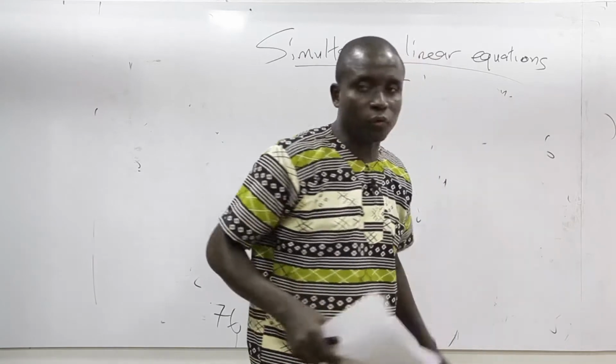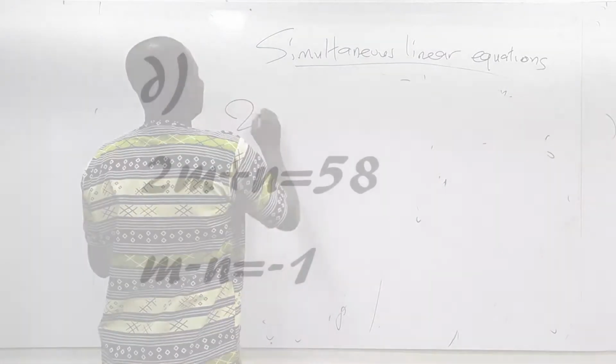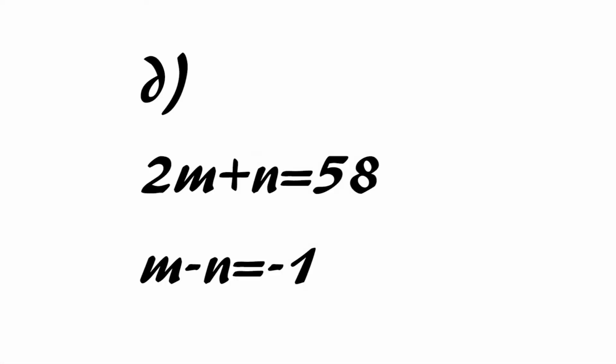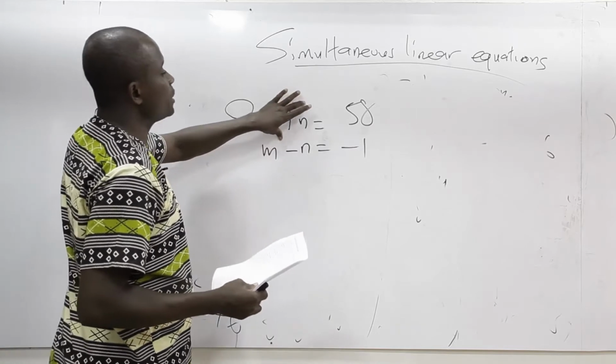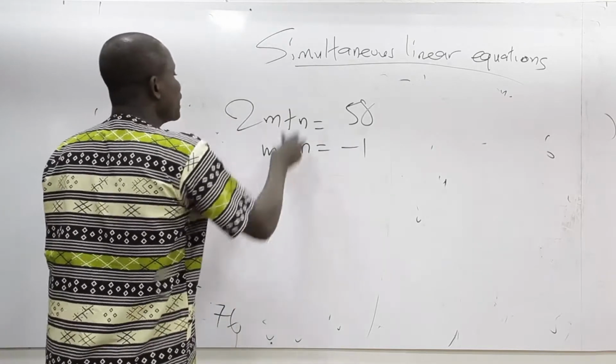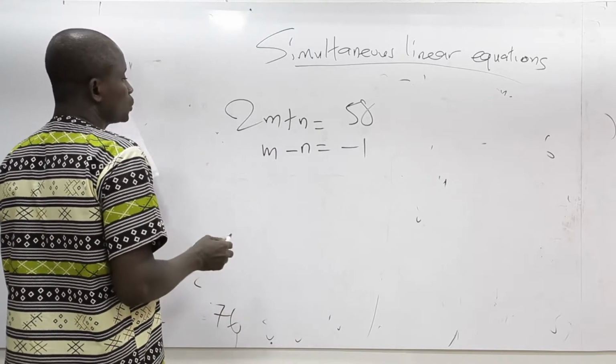We are still on method of substitution. So we have another one, which is 2m plus n is equal to 58. The other one is m minus n is equal to negative 1. There's a particular trick, but since I haven't taught you method of elimination, I cannot do it. I'll just add up and then these will vanish. But I haven't reached that, so let's wait.